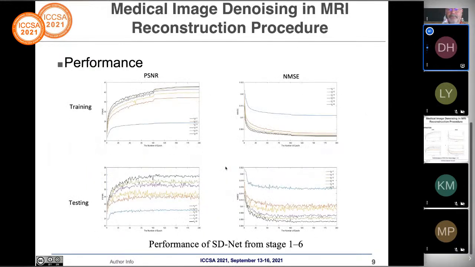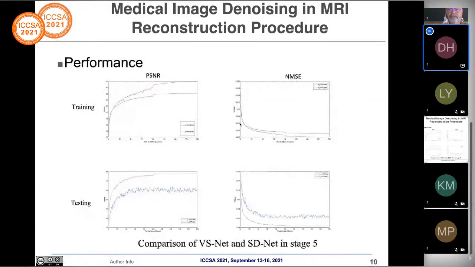This is our model performance. This is the performance of SDNet from stage number 1 to 6. Because of the GPU limitation in our lab, we could only make it to stage 6. But if we have a more powerful GPU, we can easily increase it to a larger number to increase the performance. We can see for training and testing, in PSNR and NMSE performance, when the stage number increased 1, 2, 3, we can see the performance also increased.